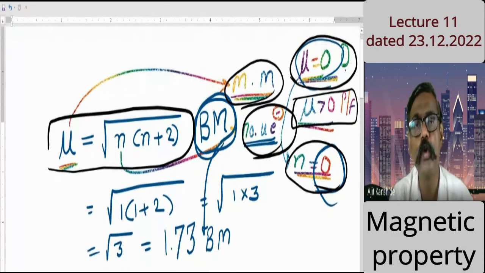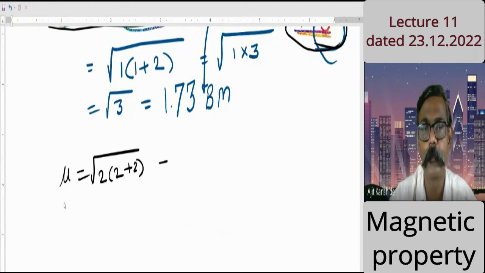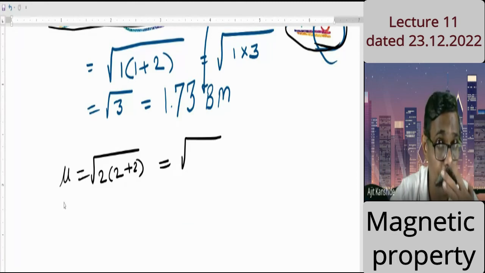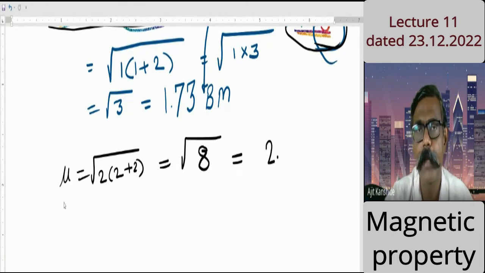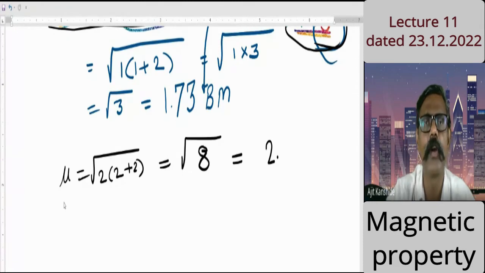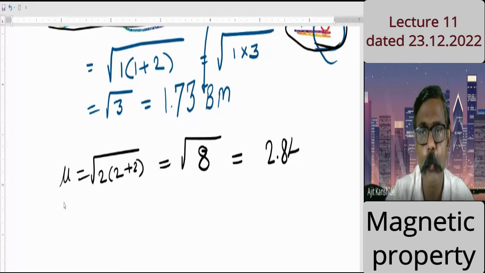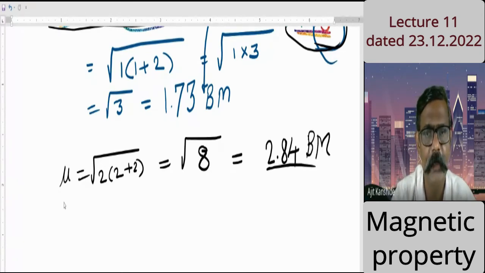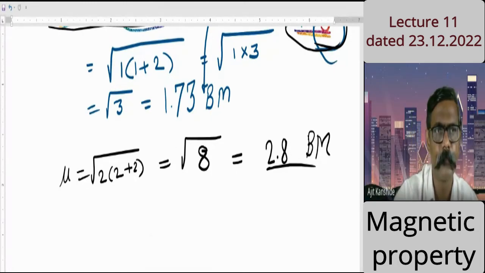If I consider 2 unpaired electrons, then mu will be equal to square root of 2 into 2 plus 2, which is equal to square root of, help me, final answer, square root of what? 8. Which is equal to, anybody can perform the calculation and give the answer. Square root of 9 means 3. 2.84, right? Yes or no? Or is it different? 2.82. Okay, 2.82.